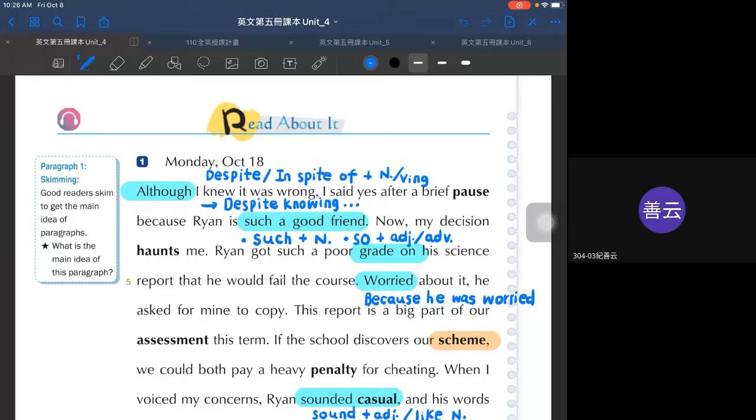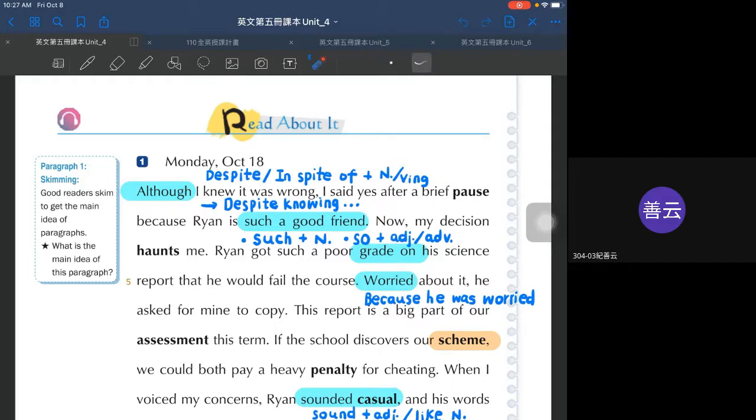So here it says, Ryan got such a poor grade on his science report that he would fail the course. So here, please underline the phrase grade on something, okay, grade on. So the poor grade on his science report that he will fail the course. Worried about it, he asked for mine to copy. So here, worried, originally it is because he was worried about it, all right?